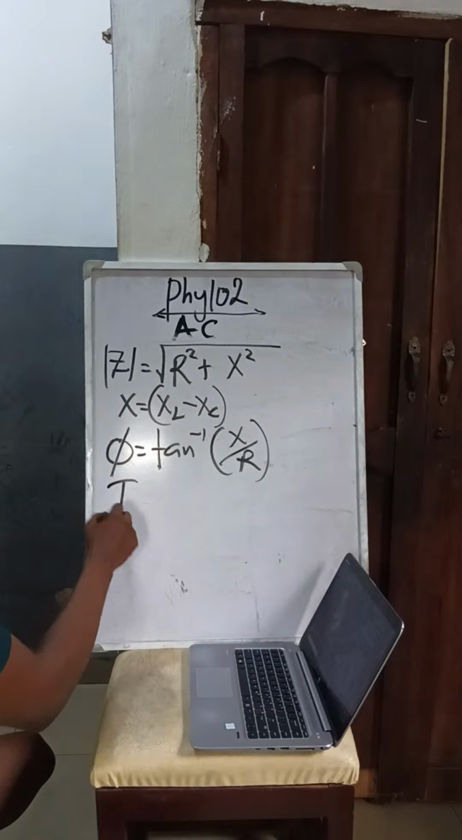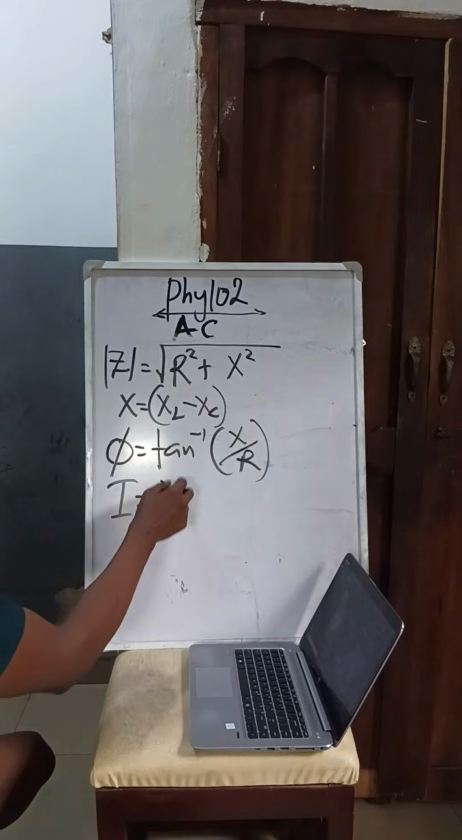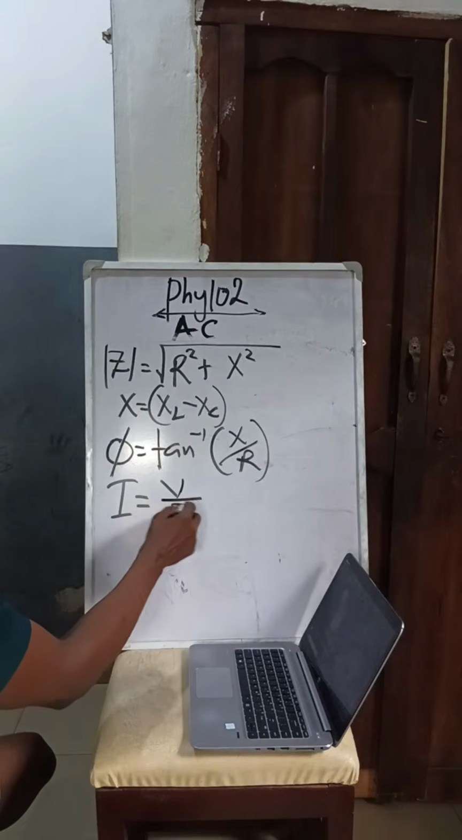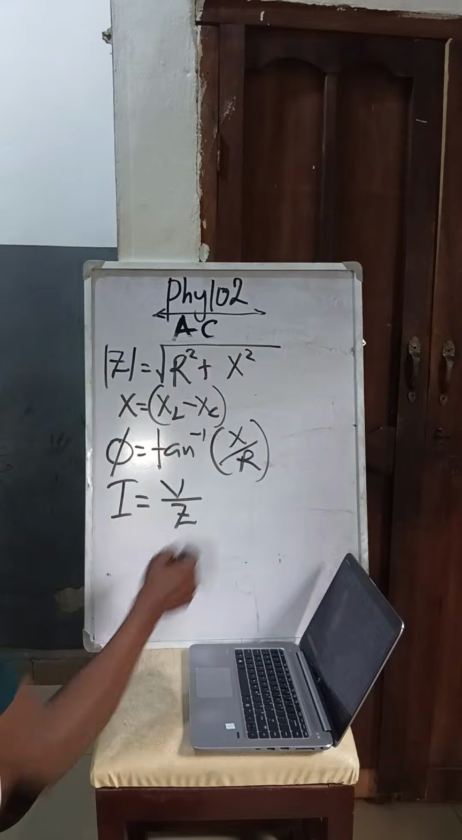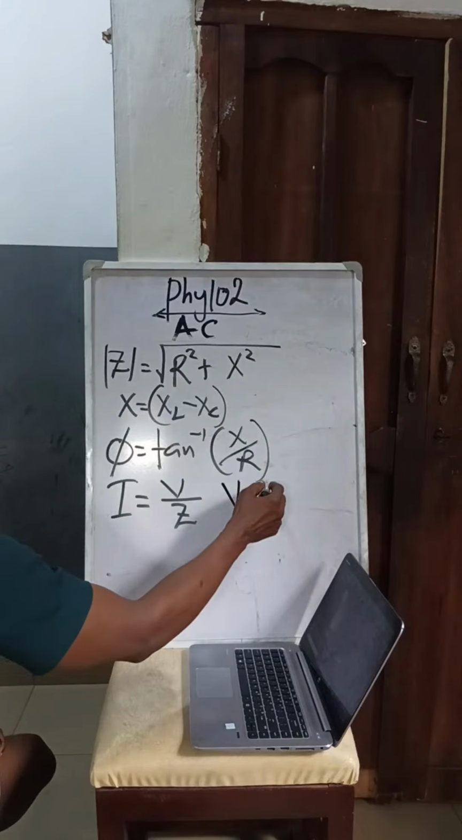To get current, remember V all over impedance, where V is equal to IZ.